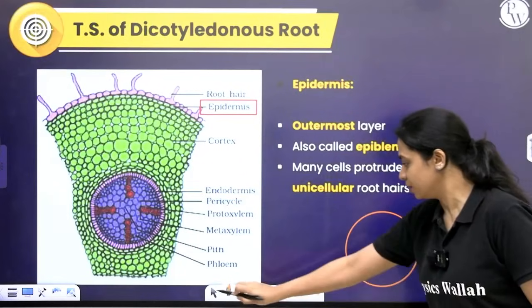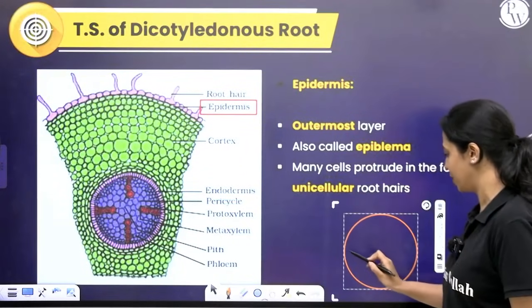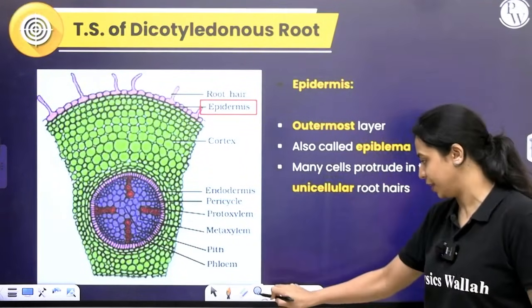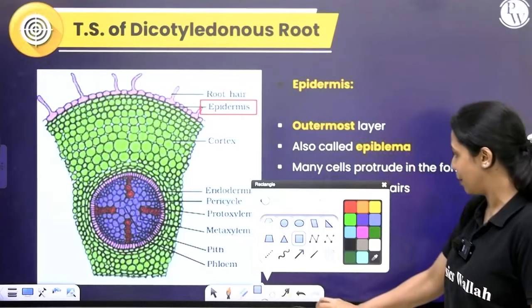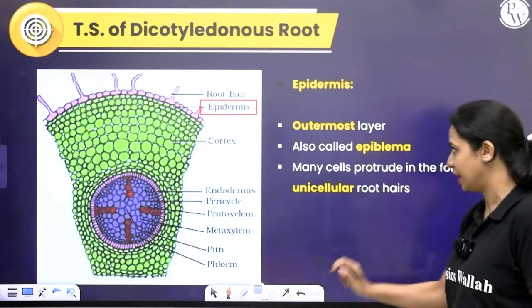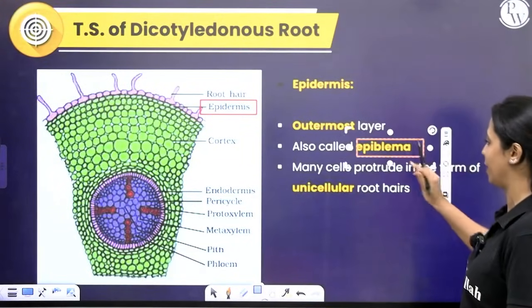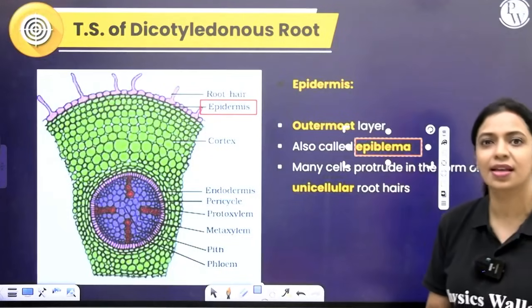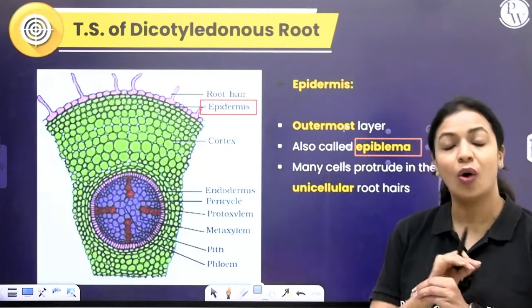Alright. Now, let's start off from the outermost layer, which is the epidermis. In roots, the epidermis has an alternate name. It is also called the epiblemma. Like I've already told you, epidermis is the outermost layer in all the plant parts.